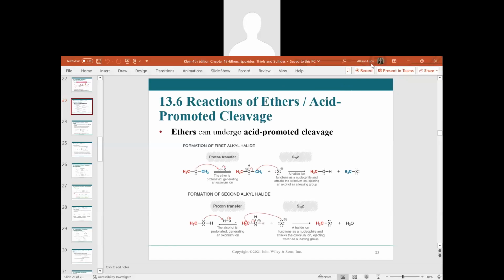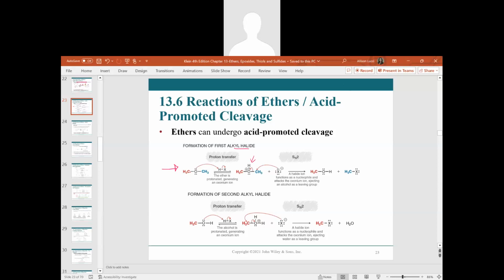The first of which is something called acid cleavage. So what we'll see is that when an ether is heated with a concentrated strong acid, such as HBr or HI, it can undergo this acid cleavage, and the product would be two alkyl halides. So that's what we see here. In this first alkyl halide formation, we have a proton transfer, which adds a proton here, generating this oxonium ion in this first step.